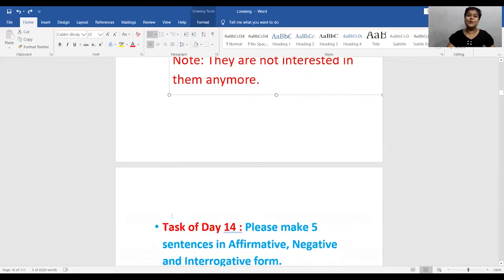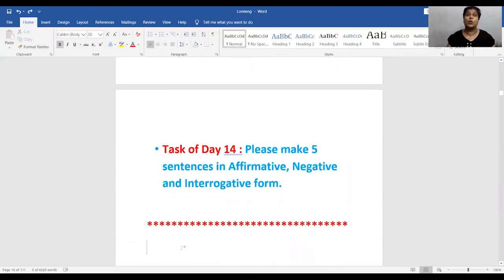So now that you know the fabulous ways of using used to followed by the verb in the infinitive, let's take a look at the task that you need to do. We want you to make five sentences. Affirmative sentences are positive sentences or phrases. So make five positive phrases, five negative sentences, and five interrogative forms. Shoot it as a video and post it on Facebook.